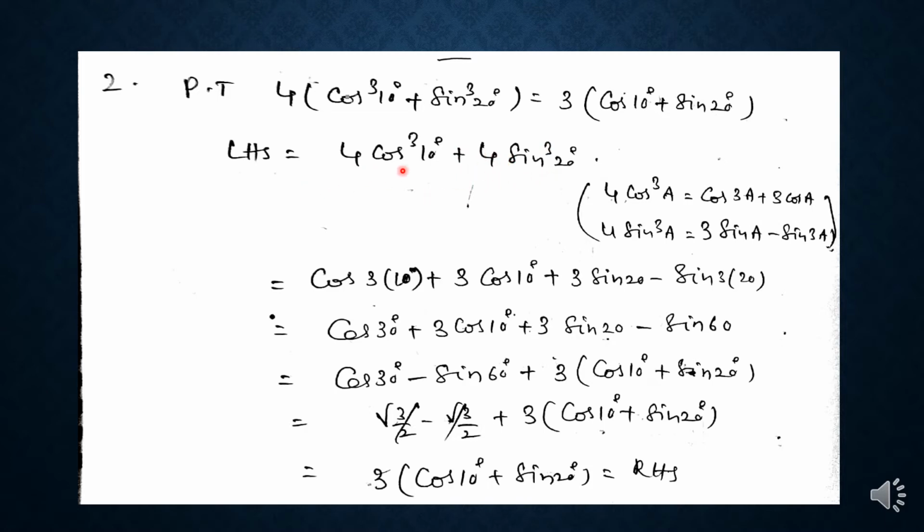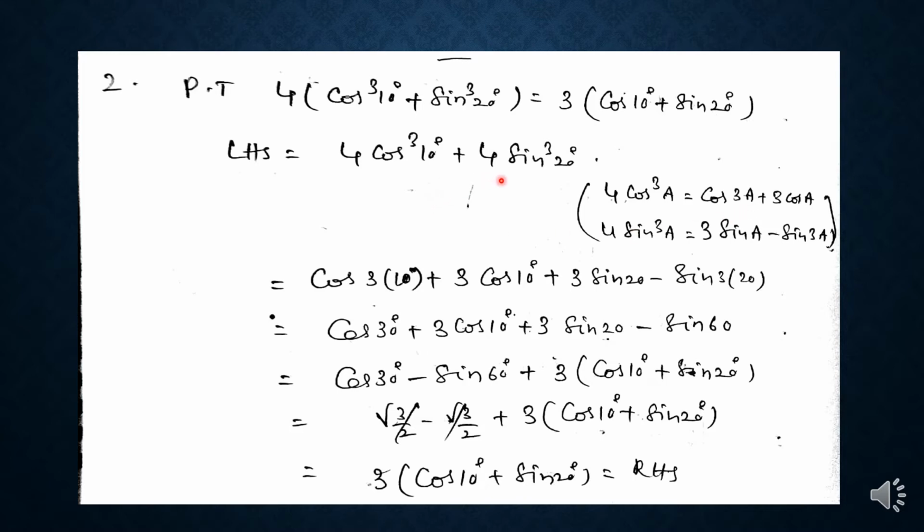So this is in the form of 4 cos cube a and 4 sin cube a. You can remember that these cos cube and sin cube terms come in the formulas for cos 3a and sin 3a. So what is cos 3a? Cos 3a is equal to 4 cos cube a minus 3 cos a. So 4 cos cube a can be written as cos 3a plus 3 cos a.